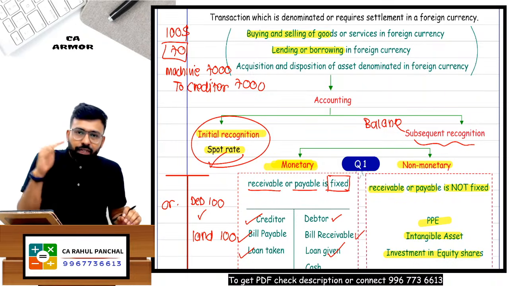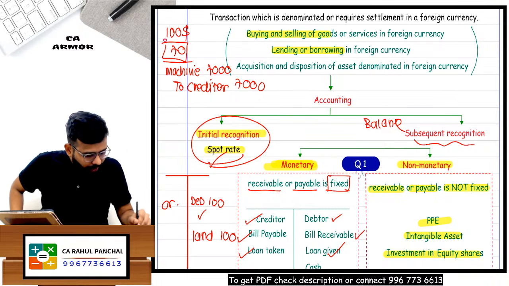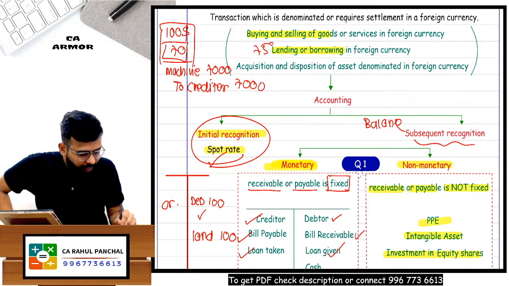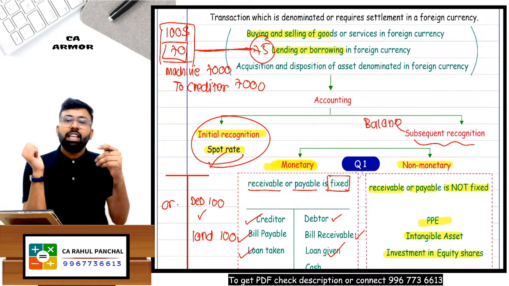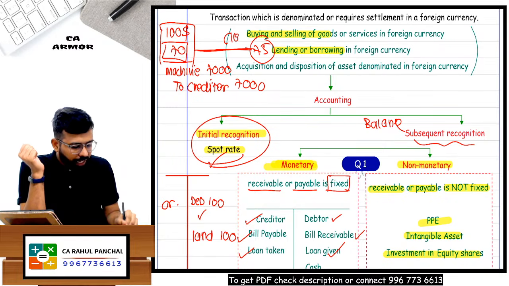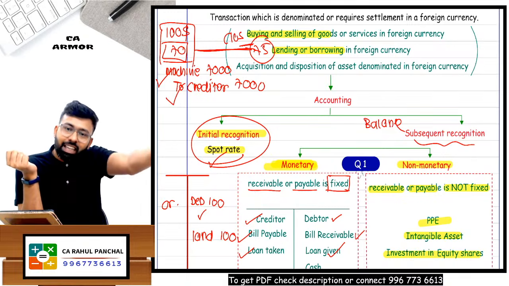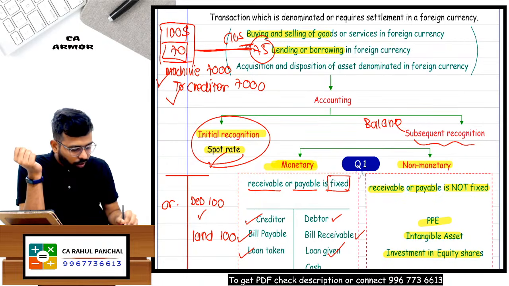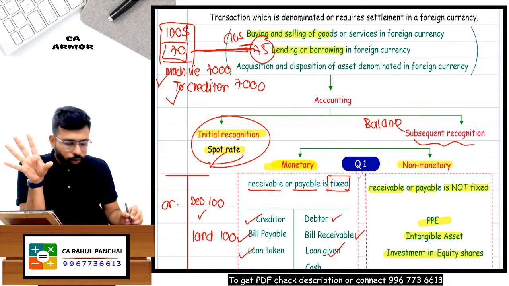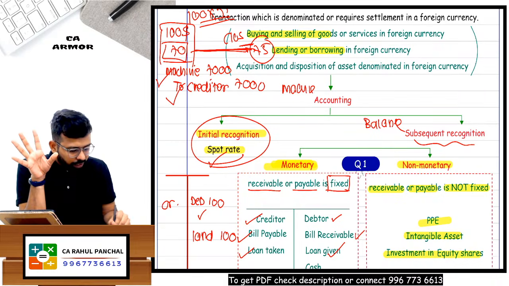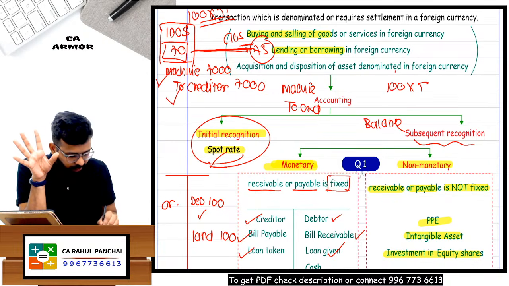Now understand. After recording this transaction, if I tell you that the rate has changed to 75 rupees, this is the closing rate on the balance sheet date, which is 75. You cannot say machine to creditor again, that machine will increase by 5 rupees, or $100 into 5. No, you cannot pass this entry. If you do this entry, machine to creditor, that is $100, and the exchange rate has increased by 5 rupees, so 500. You cannot do that.